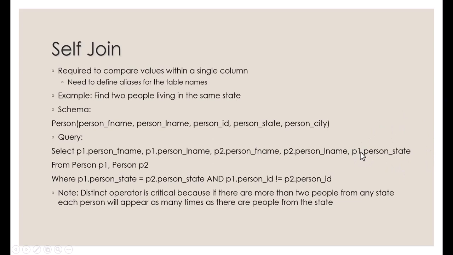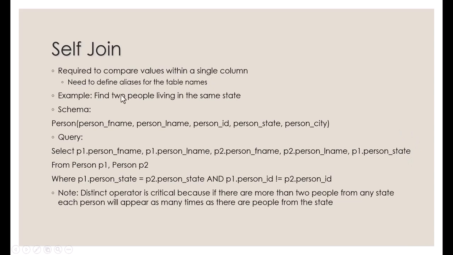This could have been P1 or P2 because they live in the same state, so they will have the same value. We're taking a Cartesian product between person and person. We have renamed them to be called P1 and P2. Now the where clause: we want to make sure that P1 and P2 live in the same state. So P1.state should equal P2.state.